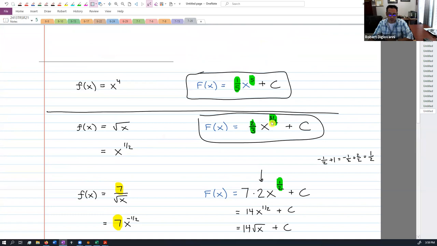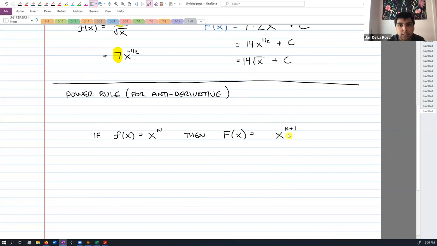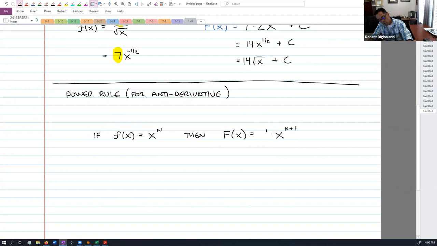But then what did you have to have out here, remember? Oh, the reciprocal of n. Reciprocal. So n plus 1 is a number, right? The reciprocal of that should be 1 over n plus 1. That should be a number that you multiply out in front by. And then plus c.